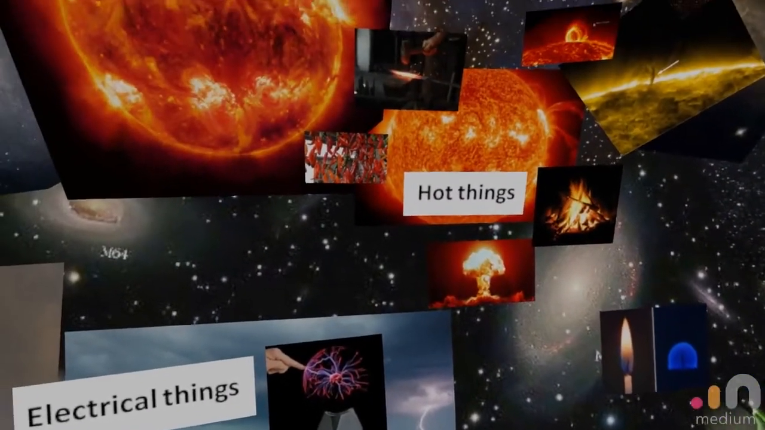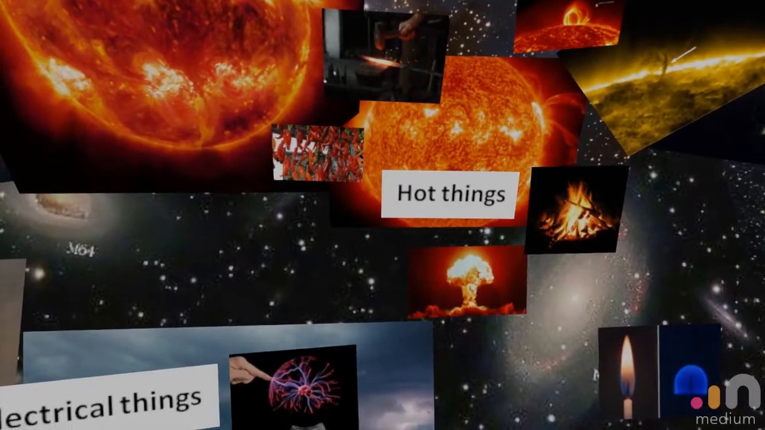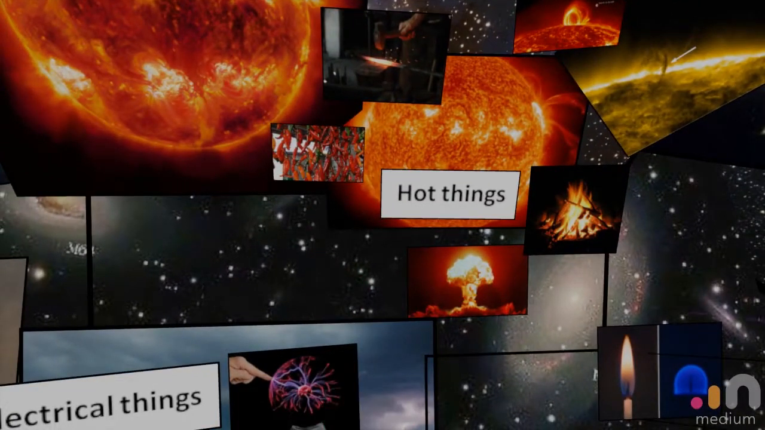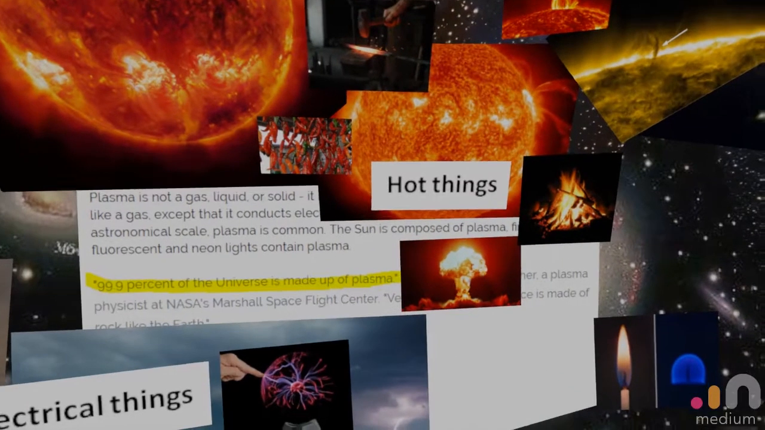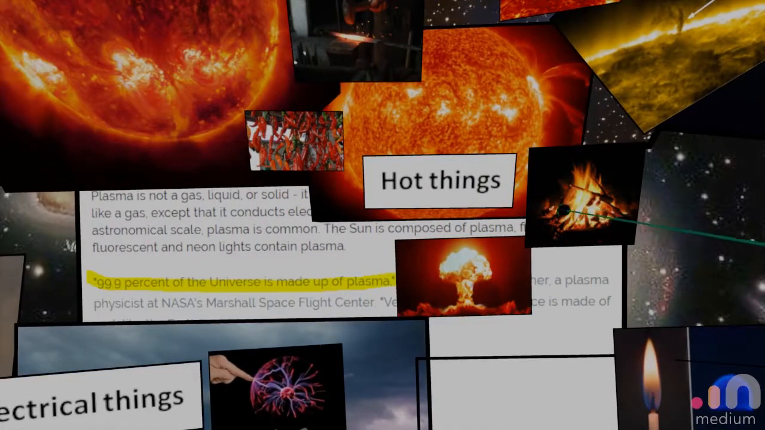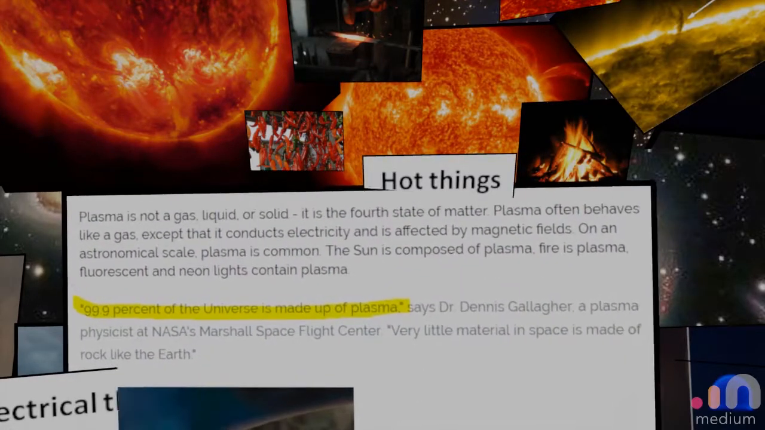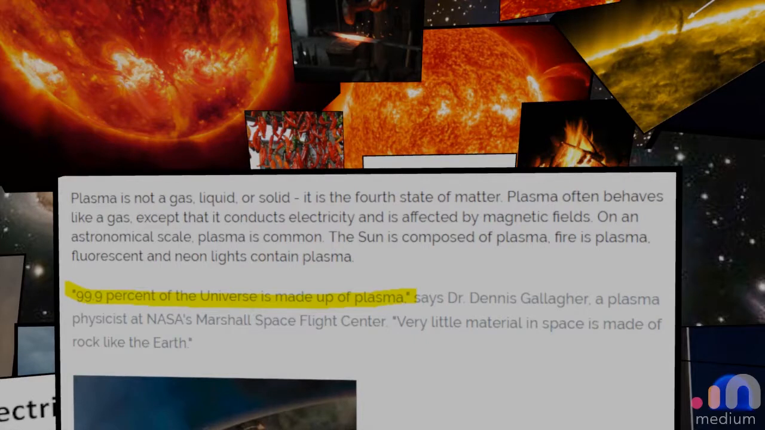Let's start with the hot things category because we know that it exists in space. Well, what is the sun made out of? The sun is composed of plasma. I thought the sun was a nuclear fire. Fire is plasma. Okay, good, that settled that. Plasma is not a gas, liquid, or solid. It is the fourth state of matter. Plasma often behaves like a gas, except that it conducts electricity and is affected by magnetic fields.